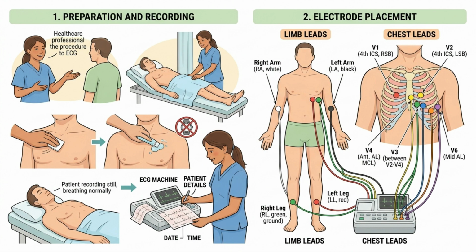Recording the ECG. After electrode placement, the ECG machine is connected to the electrodes. The patient is asked to remain still and breathe normally. Movement can cause artifacts. The machine records the electrical activity and prints the ECG tracing. The recording is labeled with patient details and time of recording.